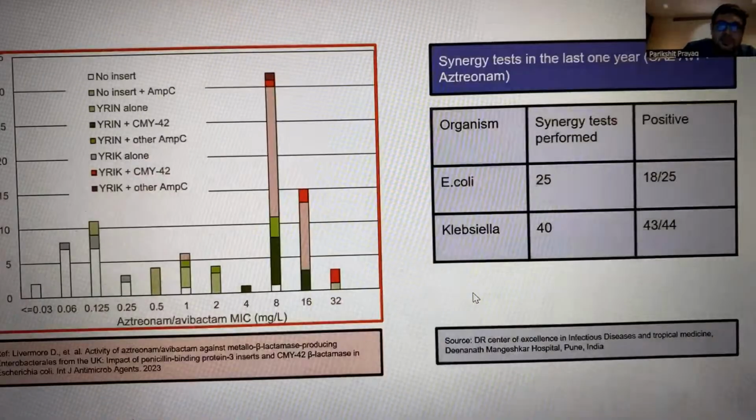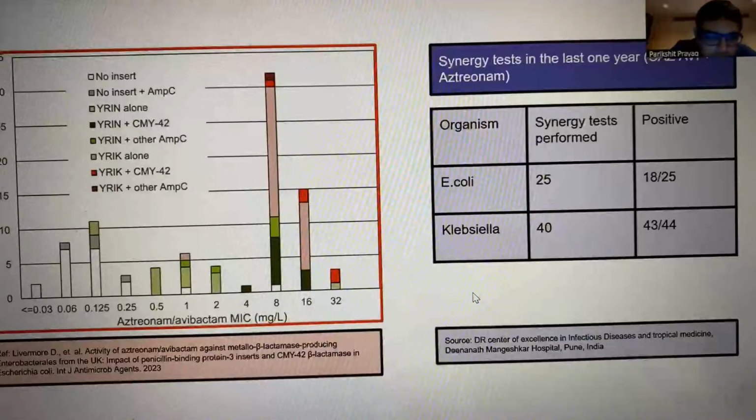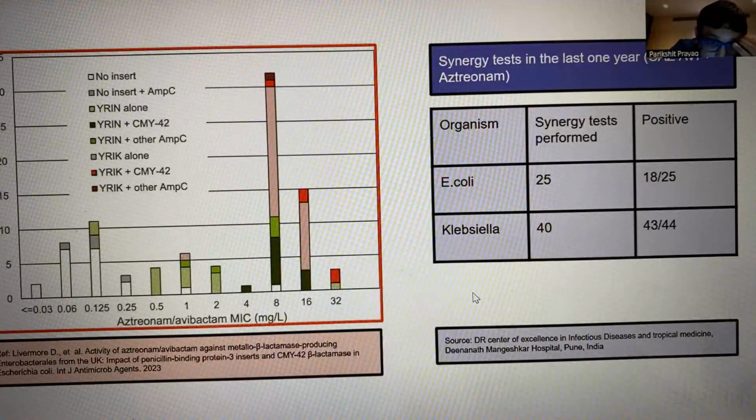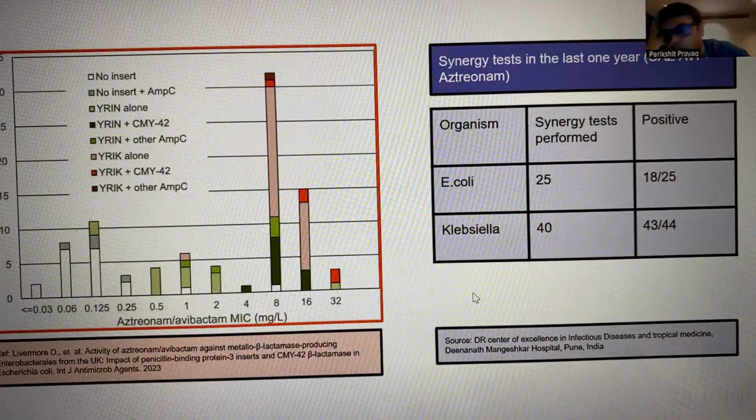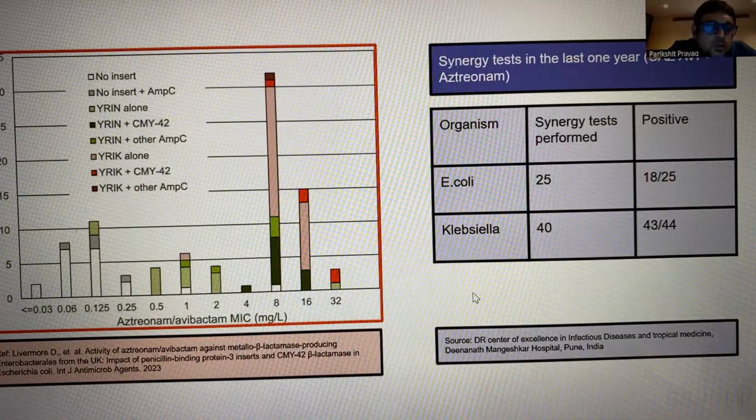The reason is that you could have mutated PBPs, or there could be certain PBP inserts. Now remember, a lot of the E. coli isolates actually carry these PBP inserts. So it's not that the presence of a mutated PBP or a PBP insert is equal to aztreonam resistance. It really depends on what type of mutation it is and what the enzyme profile is.